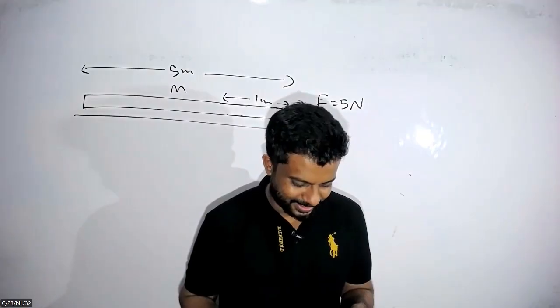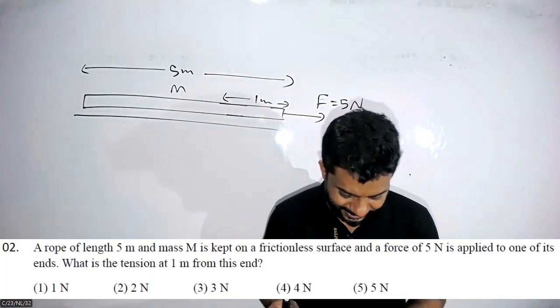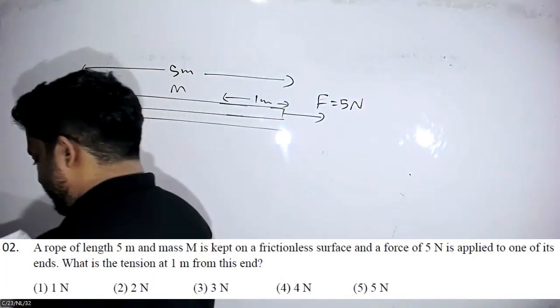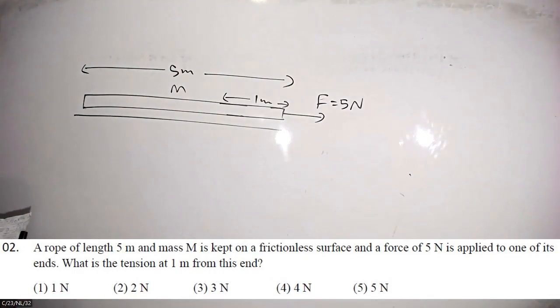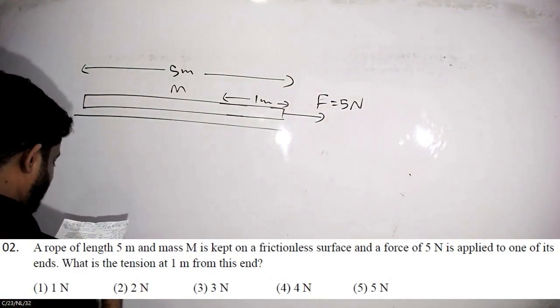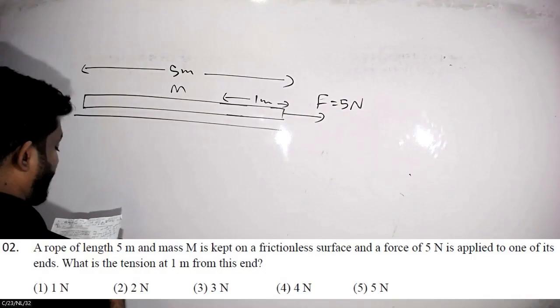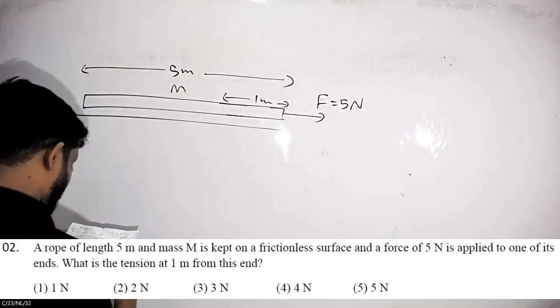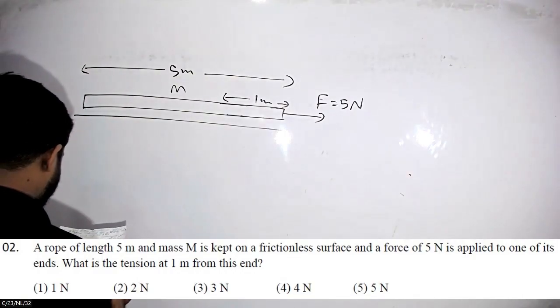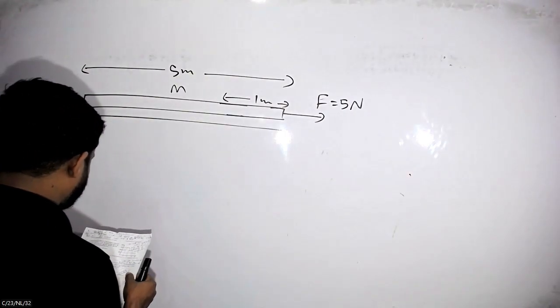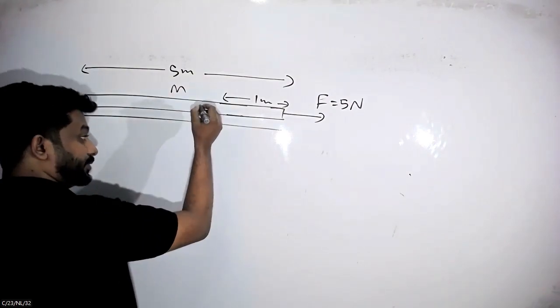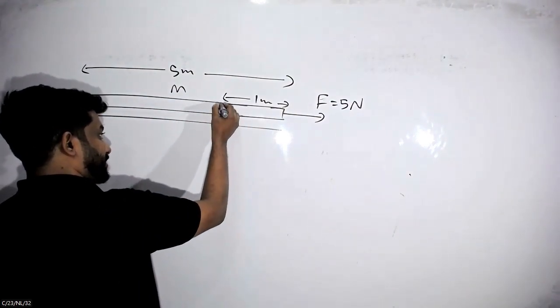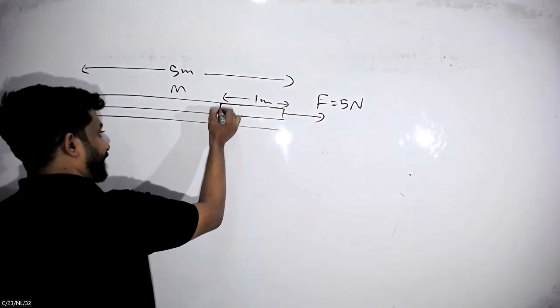Right, Pude, read the second question. A rope of length 5 meter and mass capital M is kept on a frictionless surface and force of 5 Newton is applied to one of its end. What is the tension at 1 meter from this end? You need to find the tension of the string at this point, right, Pude?